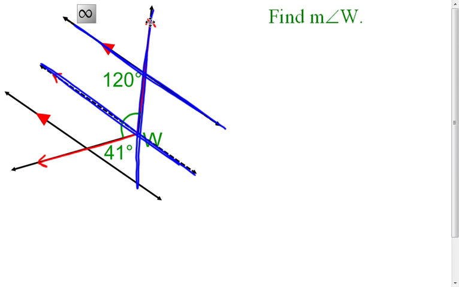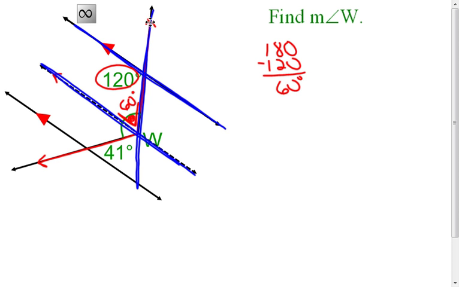Now what I notice here is that I have the 120-degree angle. Let's use red. So I have the 120-degree angle, and this angle right here would be a consecutive interior angle with the 120-degree angle. Therefore, I know that the two of them together equal 180 degrees. Well, if I get rid of the 120, I just found out that this little angle in here is going to be 60 degrees. That's part of my angle W.